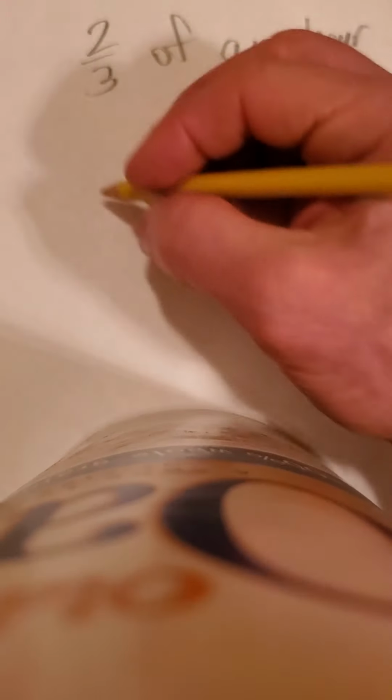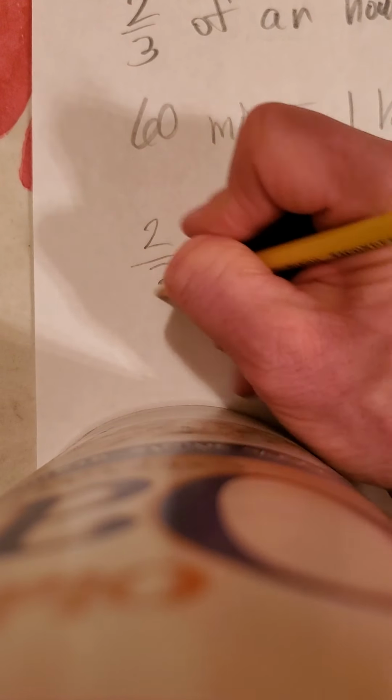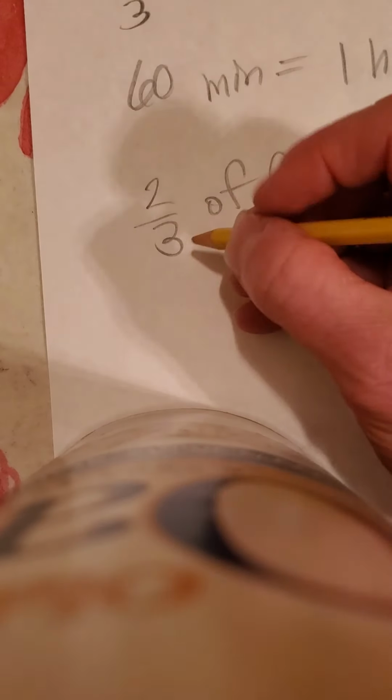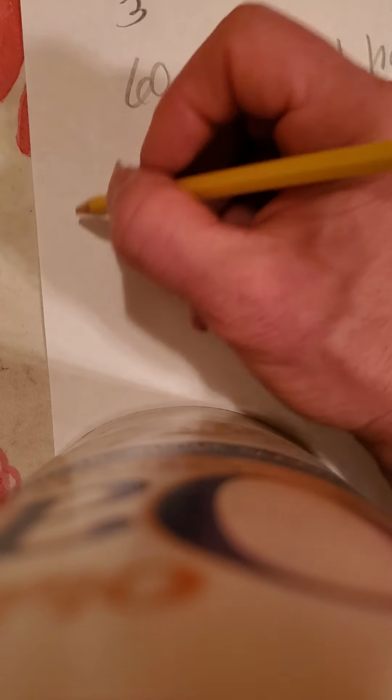So 2/3 of an hour. I thought I pressed pause, but apparently not. My apologies. Okay, so we could start out the same way. We know that 60 minutes equals 1 hour. And now we have to figure out what 2/3 of 60 minutes equals. All right? So the next thing we can do is we can say, let's try another strategy.